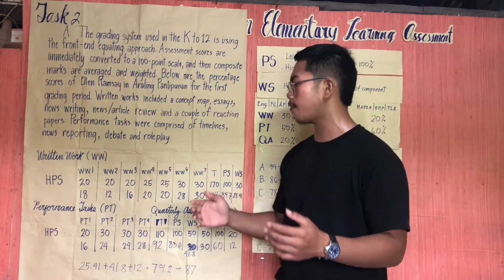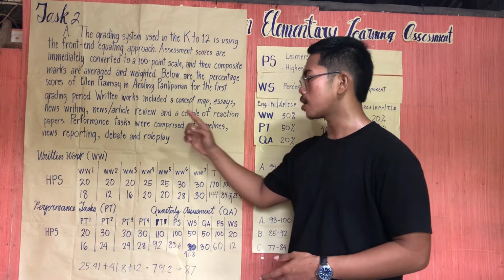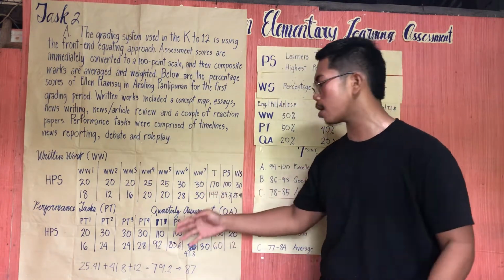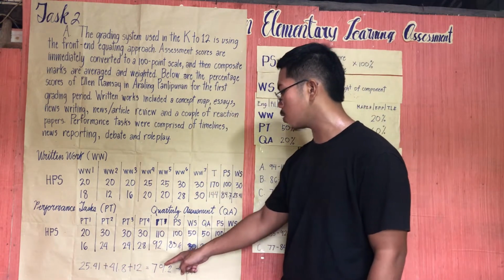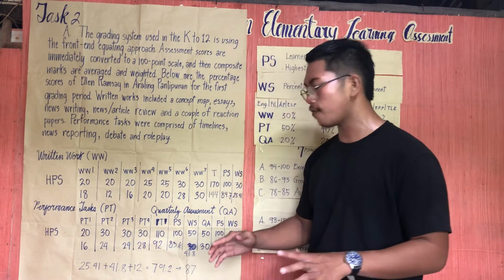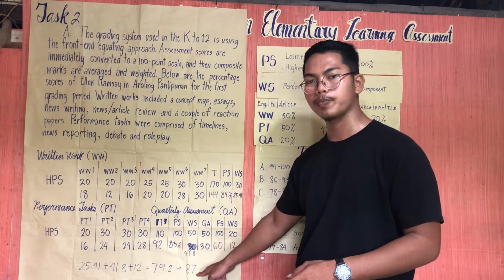Now, we will add up the weighted scores for the written works, performance task, and the quarterly assessment. And so we have here 25.41 plus 41.8 plus 12 is equal to 79.2. And the transmutation of grades for this 79.2 is 87.